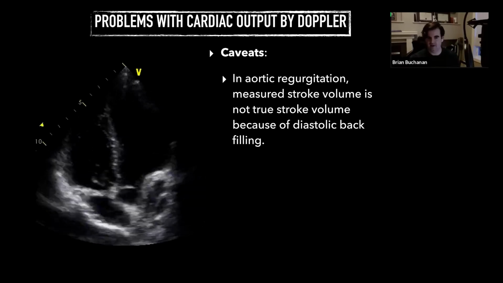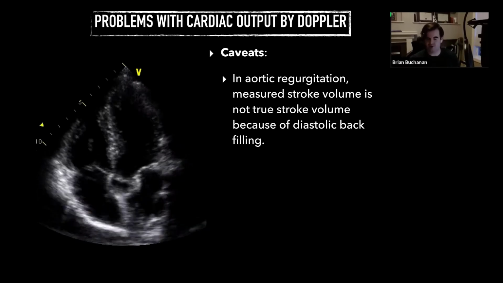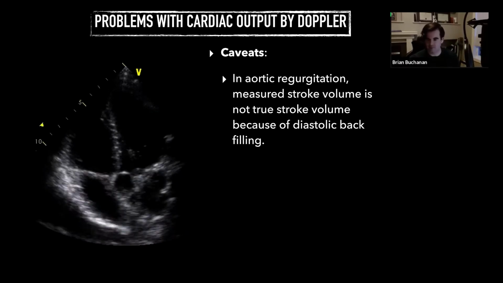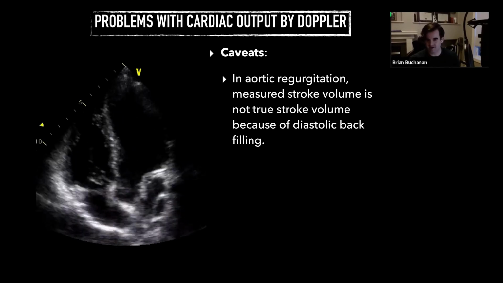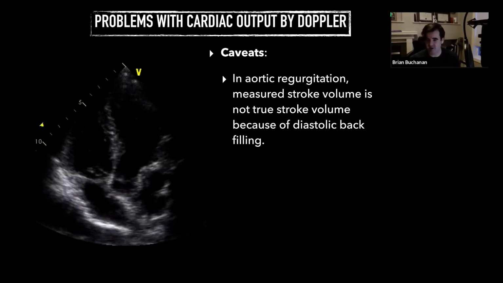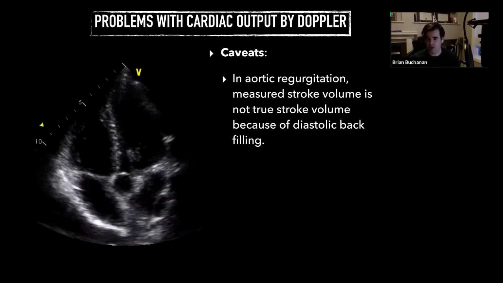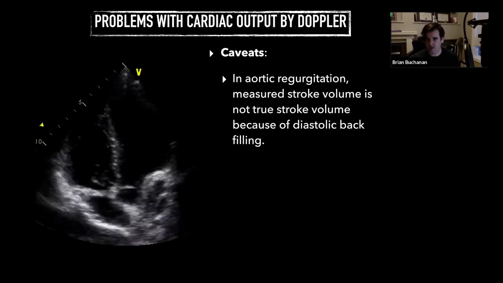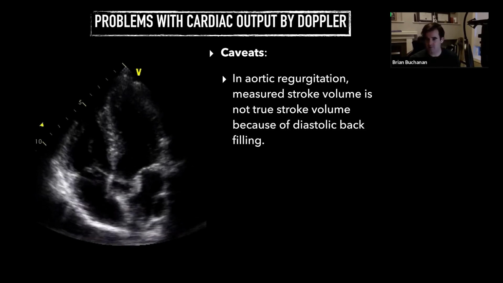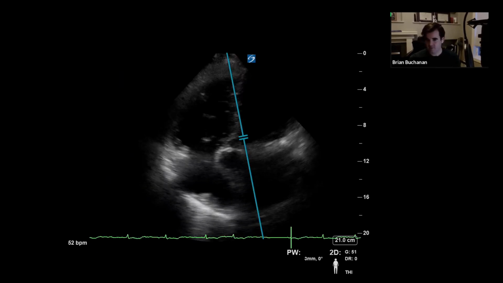Fantastic. Yes, and then obviously, you're measuring forward flow. So if you have a large amount of regurgitation, then really you're not measuring a true stroke volume, because you have diastolic backfilling, because some of that blood that goes out will come back in. So you have to be very careful in that situation. And we'll talk a bit more about that in a short while here.